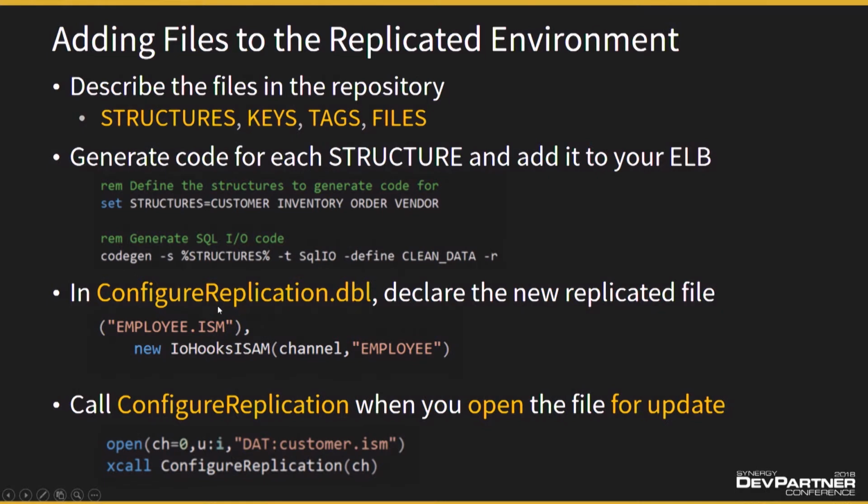There's a file I mentioned earlier called configure replication. There's a big old using statement in there, and you simply list the name of the file, and if you want to replicate, you do a new IO hooks ISAM, pass the channel number and the name of the table in the database, which is based on the file name or the structure name. And then you add xcall configure replication into your code wherever you open channels for update.